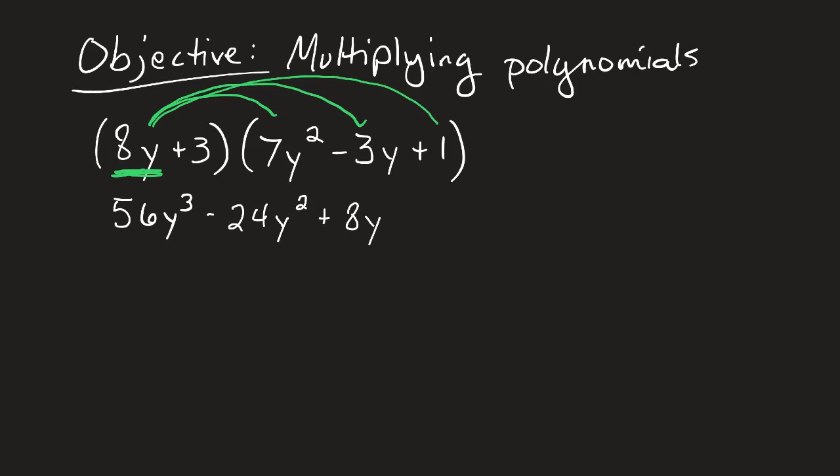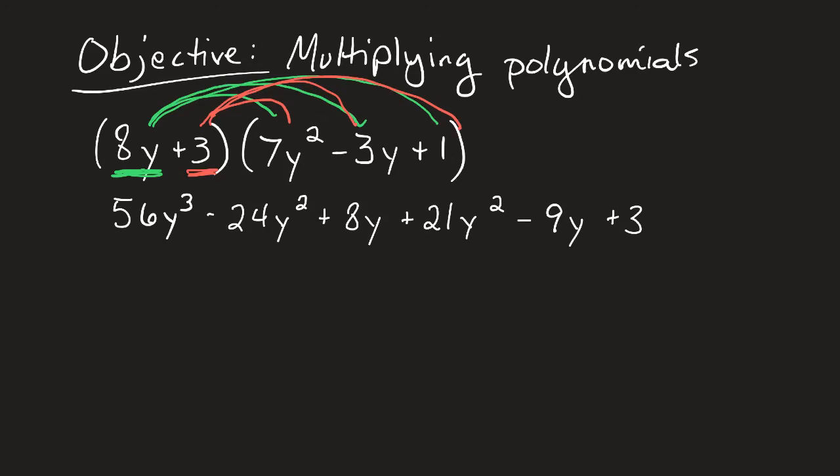So now we have done all of the 8y's. So now, next, we will do the 3. So we take the 3 and we multiply it times the 7y squared. And so that's going to be 3 times 7 is 21. And we just have the y squared there. We take the 3 and we multiply it to the negative 3y. And so 3 times negative 3 is negative 9y. And we take the 3 and we multiply it to the 1. And so that's going to be plus 3. So when we're done, we have 6 terms.